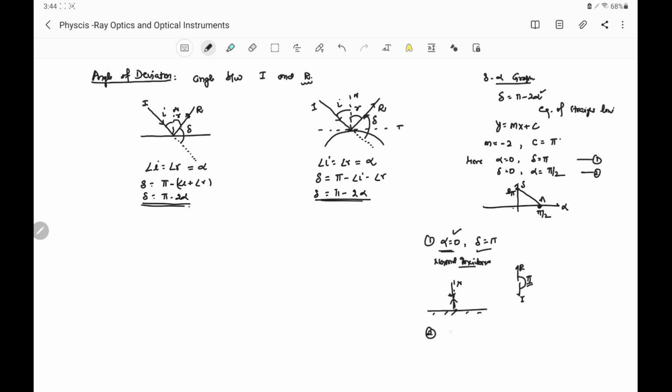The second condition is if alpha equals pi by 2, then delta equals 0. This is the surface and n is the normal to this surface. A ray perpendicular to the normal is incident on the surface. Then the angle of incidence is 90 degrees, and after reflection, the angle of reflection is also 90 degrees. So it will also move along the same line. That means there is no deviation between the incident and the reflected ray. Hence, we can say the angle of deviation is 0.